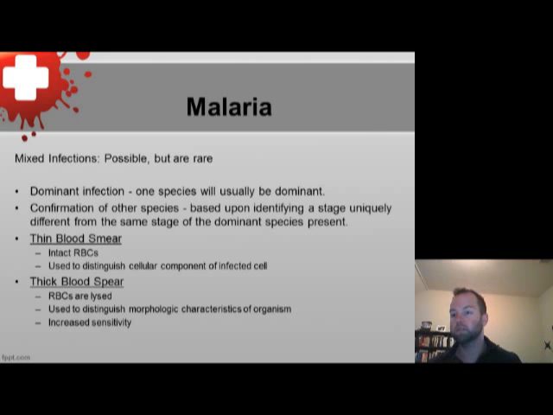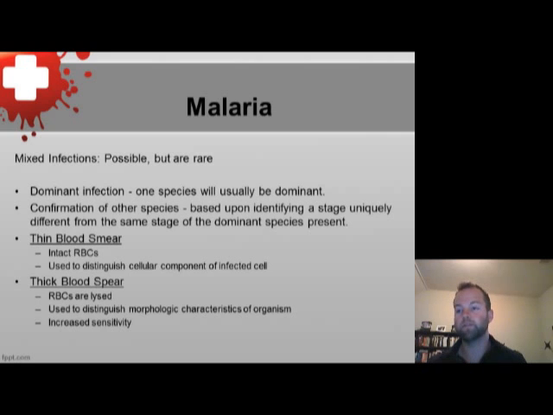For the blood smears, you want to make at least 2 of each type, a thin blood smear and a thick blood smear. So 2 thin blood smears and 2 thick blood smears. A thin blood smear uses intact red blood cells, and it's simply made by a wedge method that you would use in a standard hematology lab making a CBC differential.